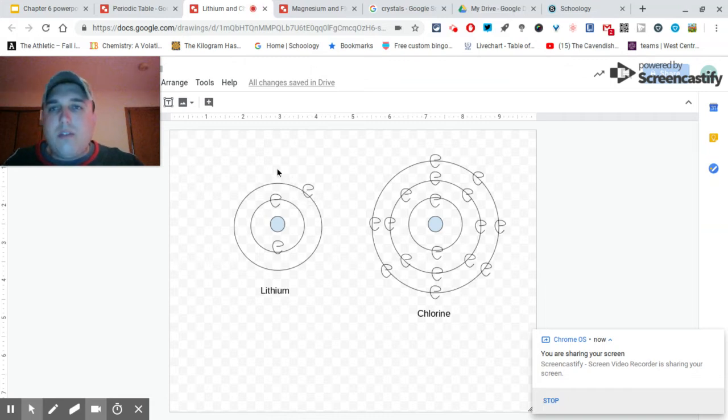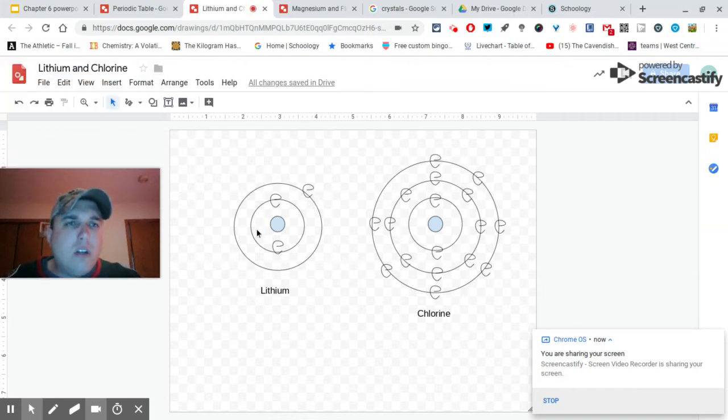All right, so you have those two drawn. Now, I have them drawn as well. Let's look at what happens. Lithium is not happy by itself, it wants to get rid of that electron. Chlorine, not happy by itself. 1, 2, 3, 4, 5, 6, 7, not happy. It wants to gain an electron. So obviously lithium is going to give an electron here.